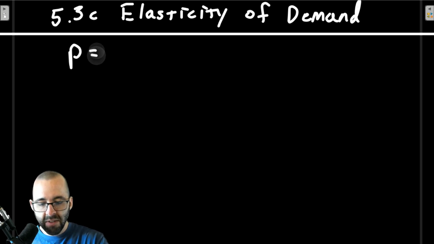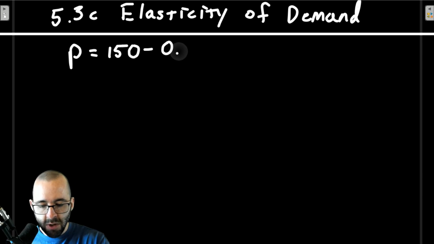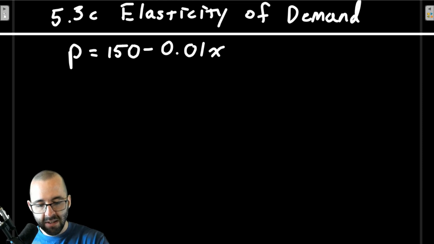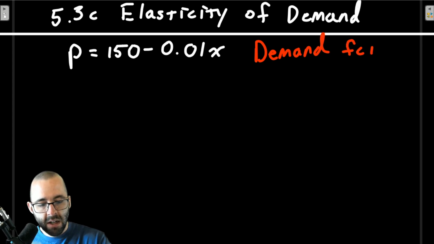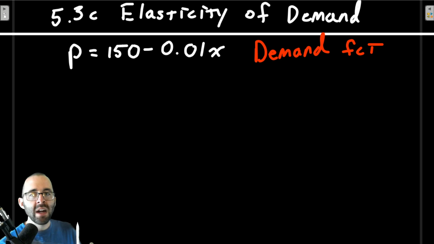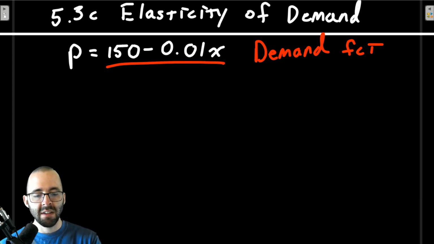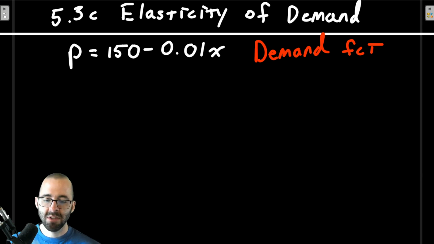So here's an example of a demand function. P is equal to 150 minus 0.01x. Again, this is a demand function. And it shows the relationship between price and demand. So specifically, if I raise my price, the demand goes down. If I want to sell more units, if I want X to get bigger, I'm going to have to lower my price. If I want to sell more things, I can't charge as much.